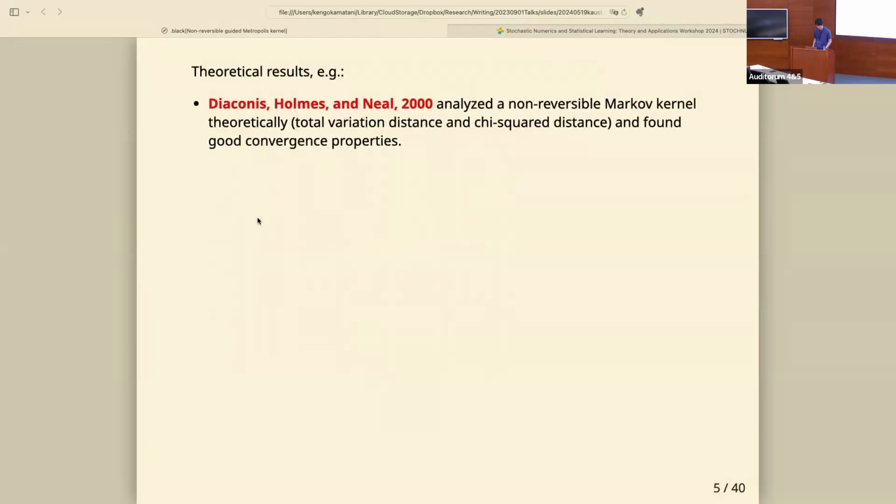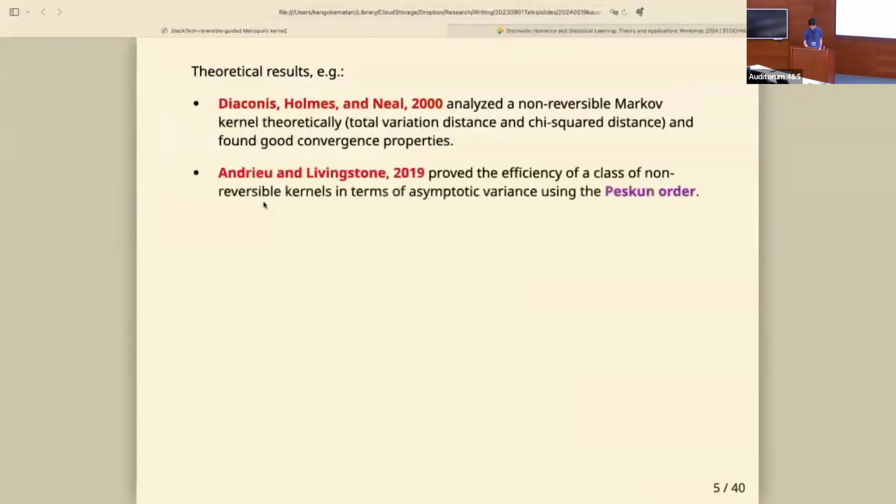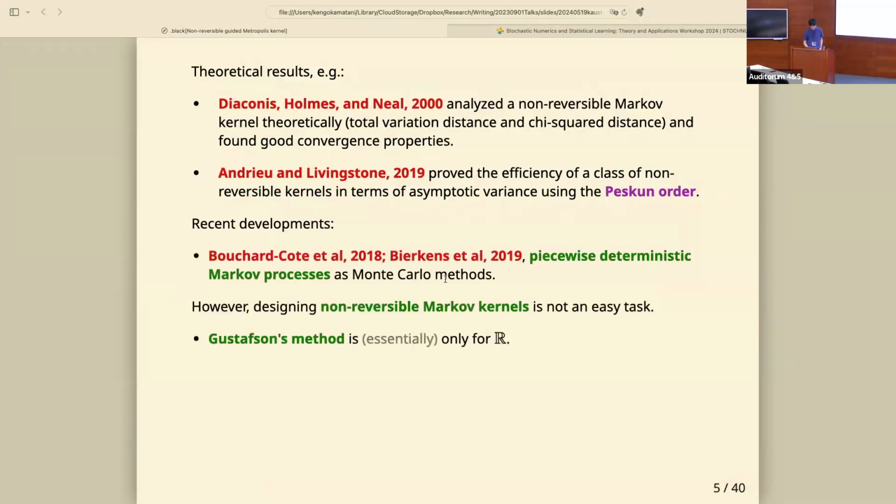There is also some theoretical consideration about the comparison between non-reversible and reversible ones, such as Diaconis, Holmes, and Neal. They compare the performance of reversible ones and the non-reversible counterparts by several measures. Also, recently, Andrieu and Livingstone compared the reversible and non-reversible by using nice ordering properties, so-called Peskun ordering. I skip it here.